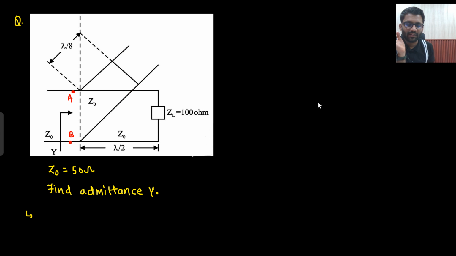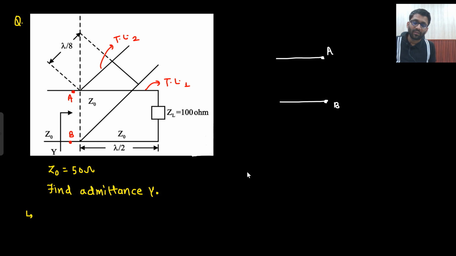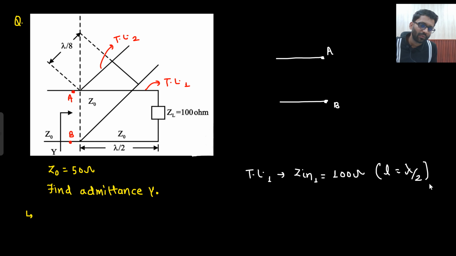So at AB, I make two nodes A and B. I am calling this transmission line 1 and this transmission line 2. For transmission line 1, my Z in 1 would be 100 ohm only, because the line is lambda by 2, right? The line is lambda by 2, so the same will be copied. So that would be 100 ohm only.